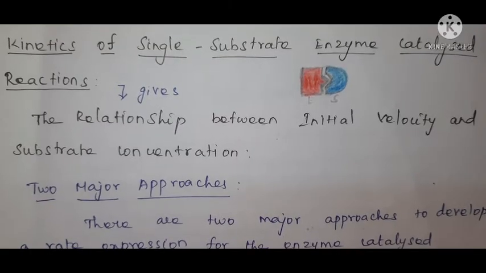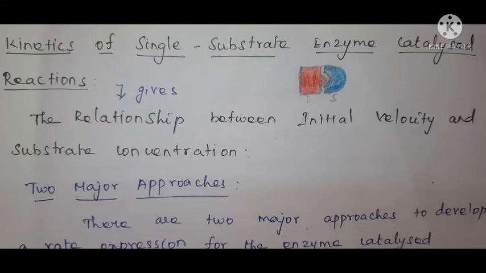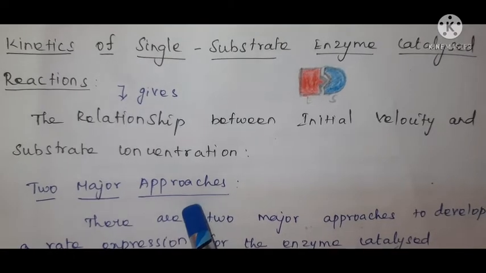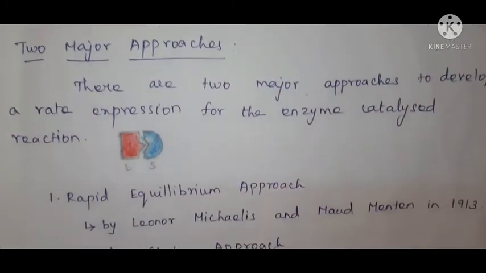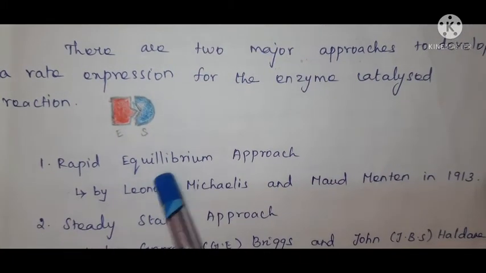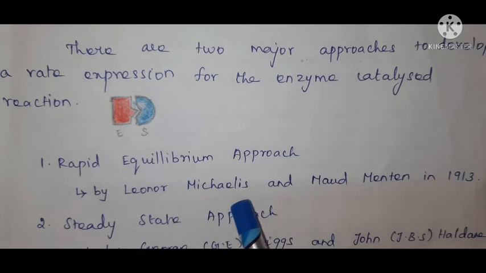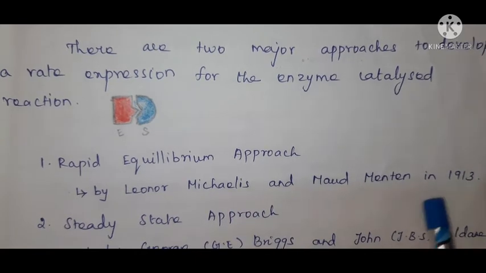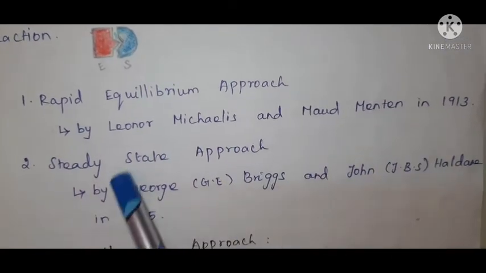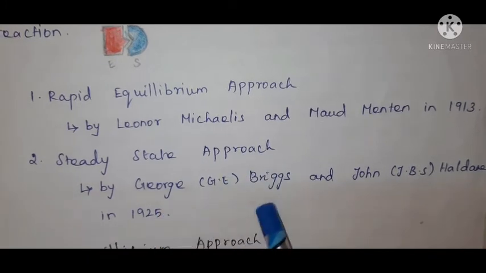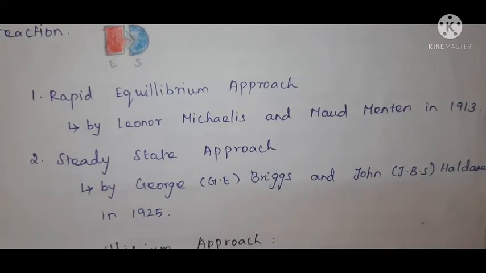Hello students, as I already explained in the last video, there are two major approaches in deriving the Michaelis-Menten equation. One is the rapid equilibrium approach, given by Leonor Michaelis and Menten in 1930, and the second one is the steady state approach, given by George Briggs and Haldane in 1925.